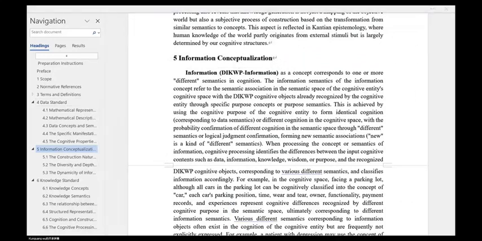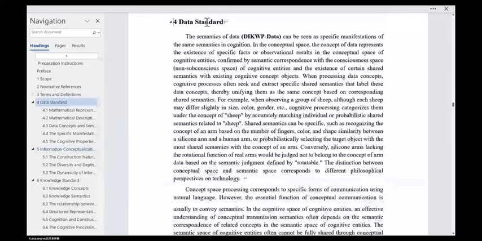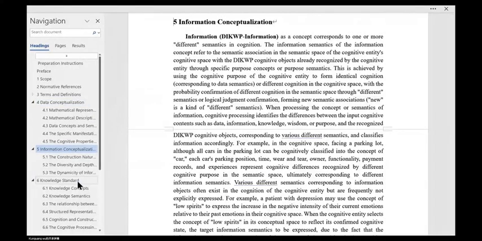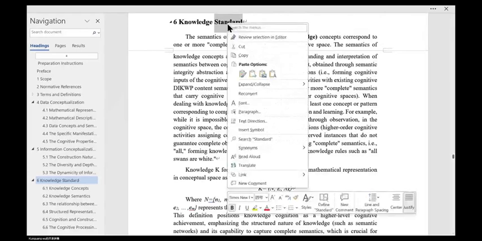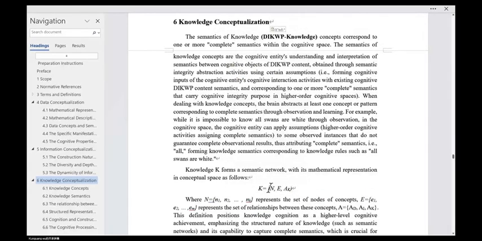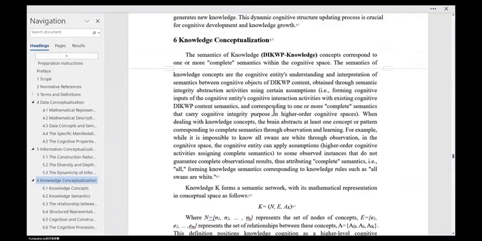I think this is much better. Stop here. You see, before forming knowledge semantics, in the first paragraph, the next to last line: "all", forming knowledge, before forming knowledge.